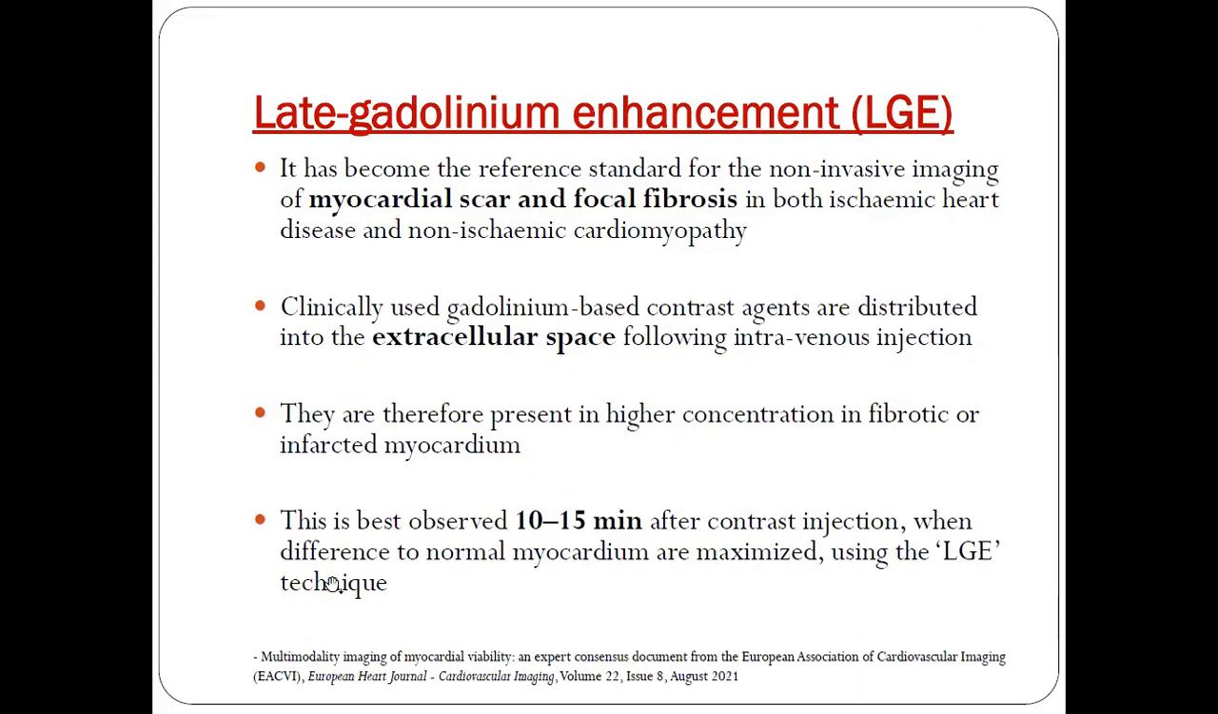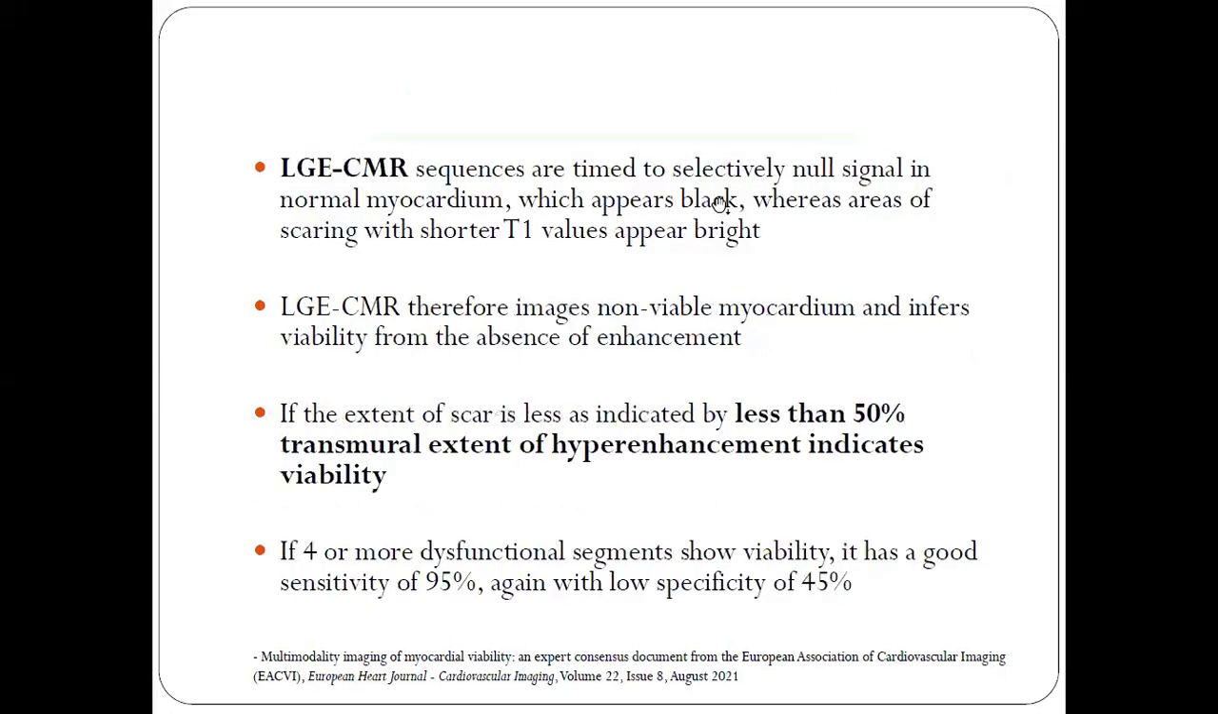Late gadolinium enhancement is best observed 10 to 15 minutes after contrast injection, when differences to normal myocardium are maximized. Clinically, gadolinium-based contrast agents are distributed into the extracellular space following an intravenous injection, and you can see the myocardial scar and focal fibrosis. If the extent of scar is less, as indicated by less than 50% transmural extent of hyperenhancement, it indicates viability. That means this tissue is viable and you can do some intervention there. If 4 or more dysfunctional segments show viability, it has a good sensitivity with low specificity.